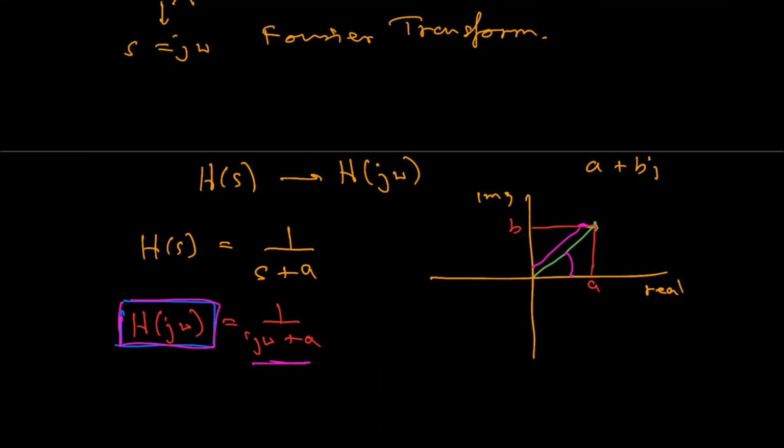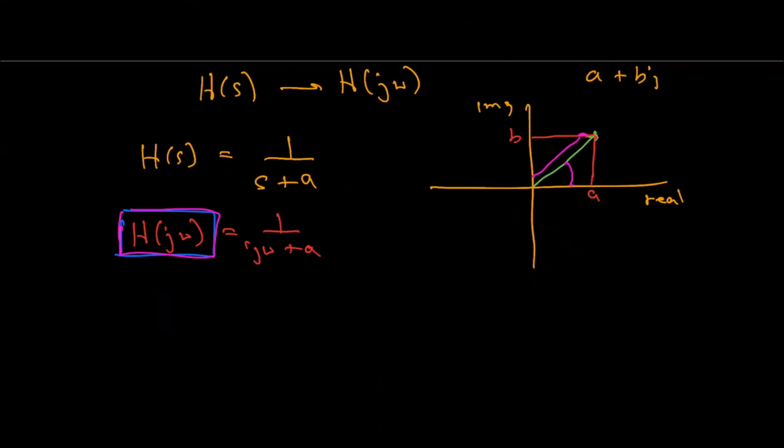Now you can see here, this doesn't look like a plus bj, does it? So the first thing you have to do is convert it into the standard form. The way to do it is to multiply top and bottom by the conjugate of the complex number. The complex number is the denominator, so I somehow need to move it into the numerator. So what I do is this.